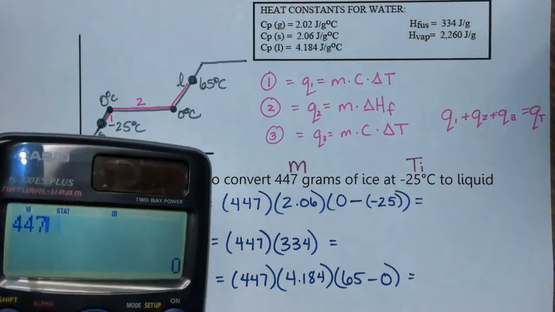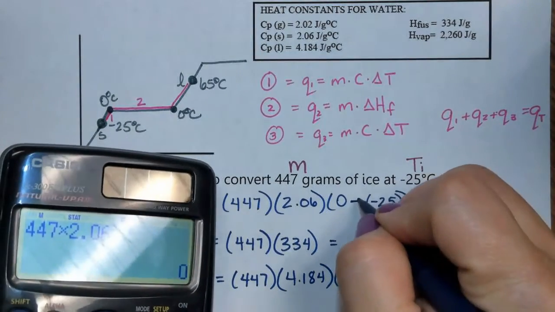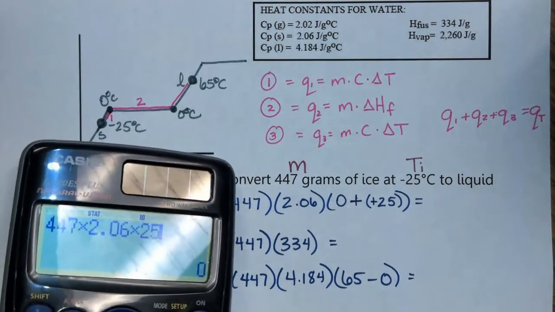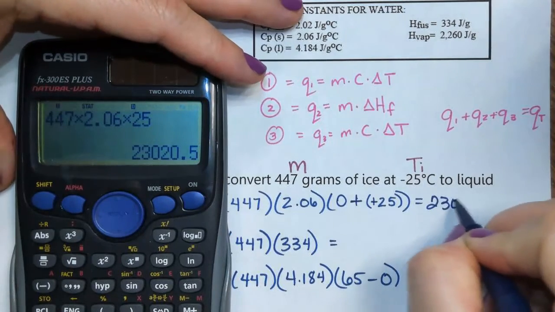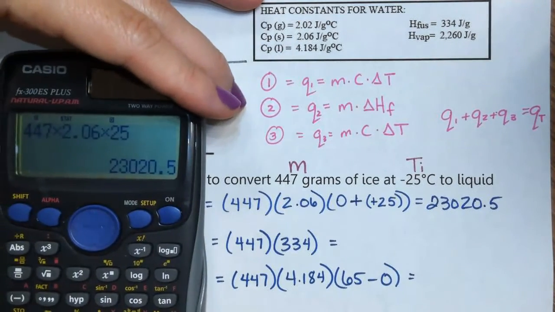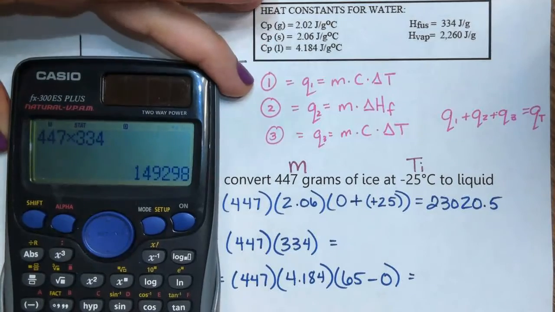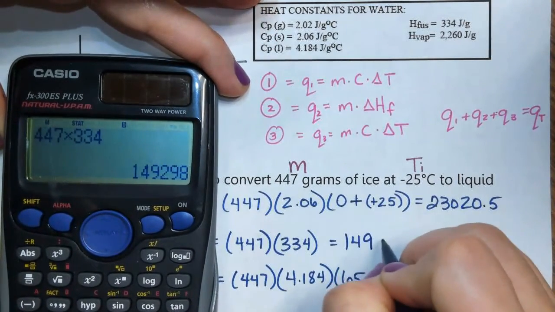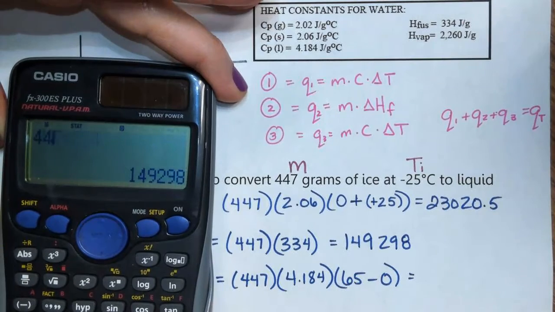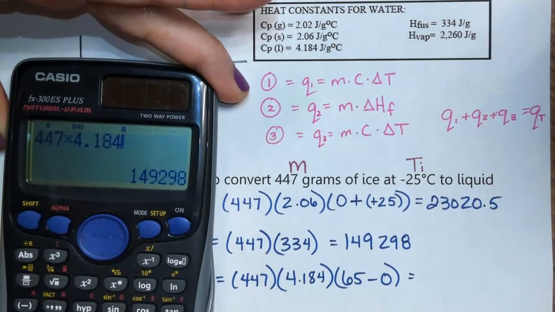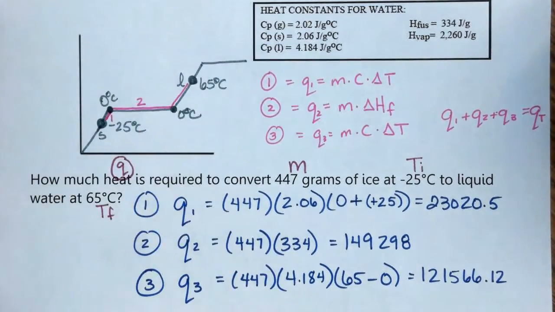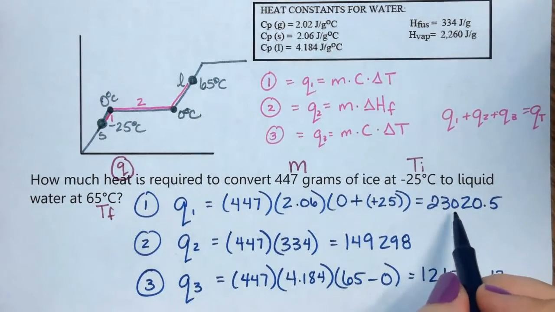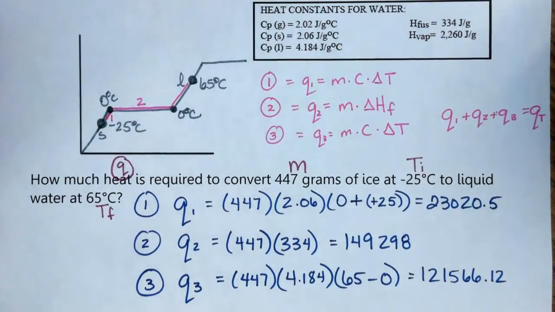We have 447 times 2.06 times, and notice that 0 minus negative 25 is just 25. And so that's going to get me my Q number 1. This is 23020.5. Q number 2 is 447 times 334. That's going to get me 149298. And my final Q is 447 times 4.184 times 65 minus 0 is just 65. And that's going to get us 121566.12.